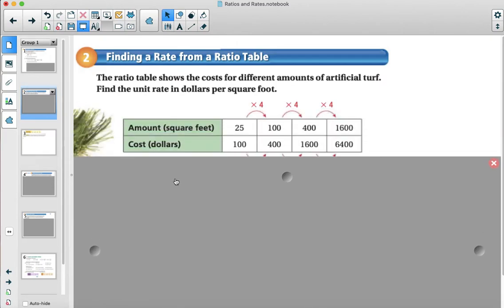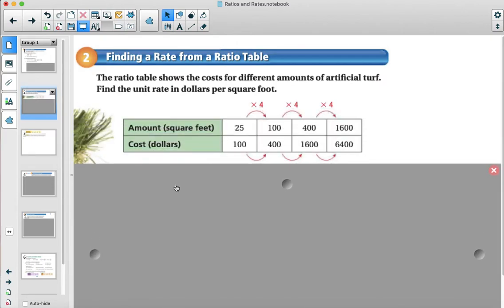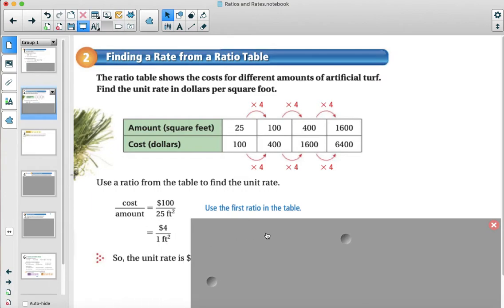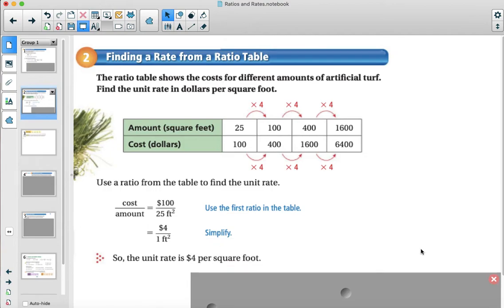Next, we're going to look at this table, and we're going to try to figure out what the unit rate in dollars per square foot is. So dollars per square foot. We could take any of these dollars and divide it by the amount of square feet. If you take 100 divided by 25, you would find out that the cost is $4 per 1 square foot. So that would be the unit rate.